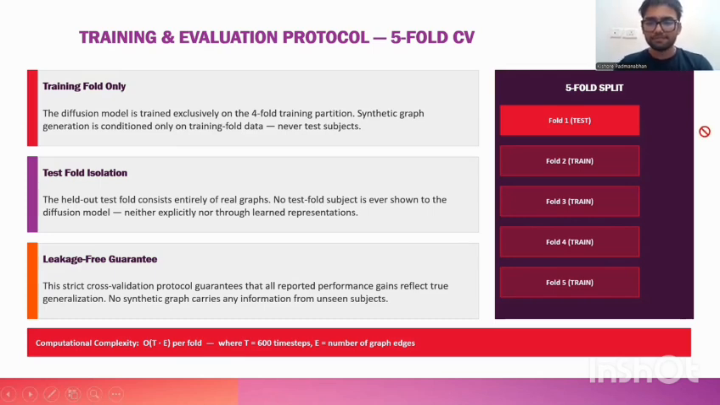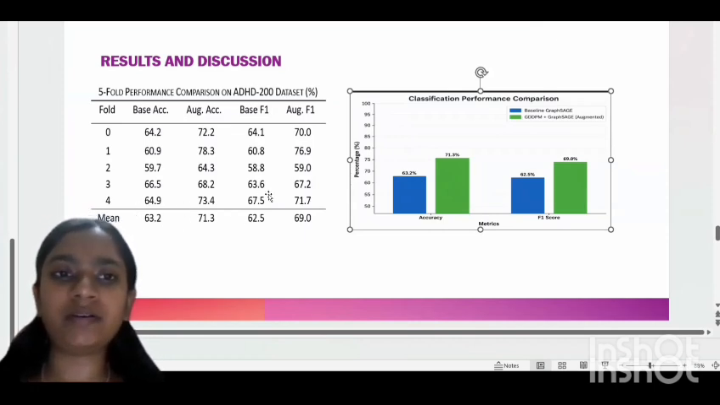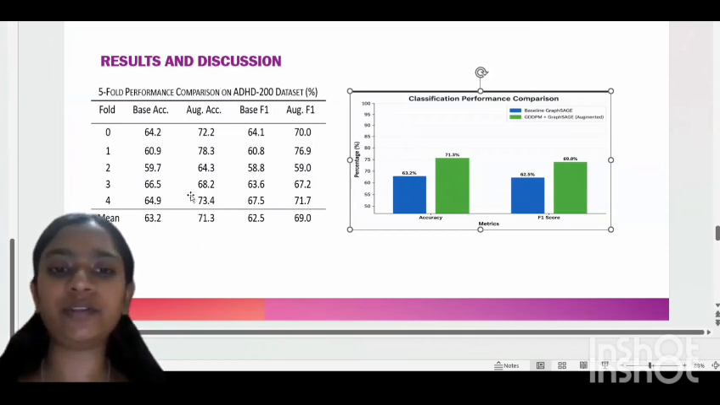Thank you. I'm Dinesh T. I'm explaining the result and discussion section. We compare the baseline and diffusion framework, where the baseline resulted in 63.2% and the diffusion model resulted in 71.3% accuracy, and even the F1 score improved from 62.5% to 69%.